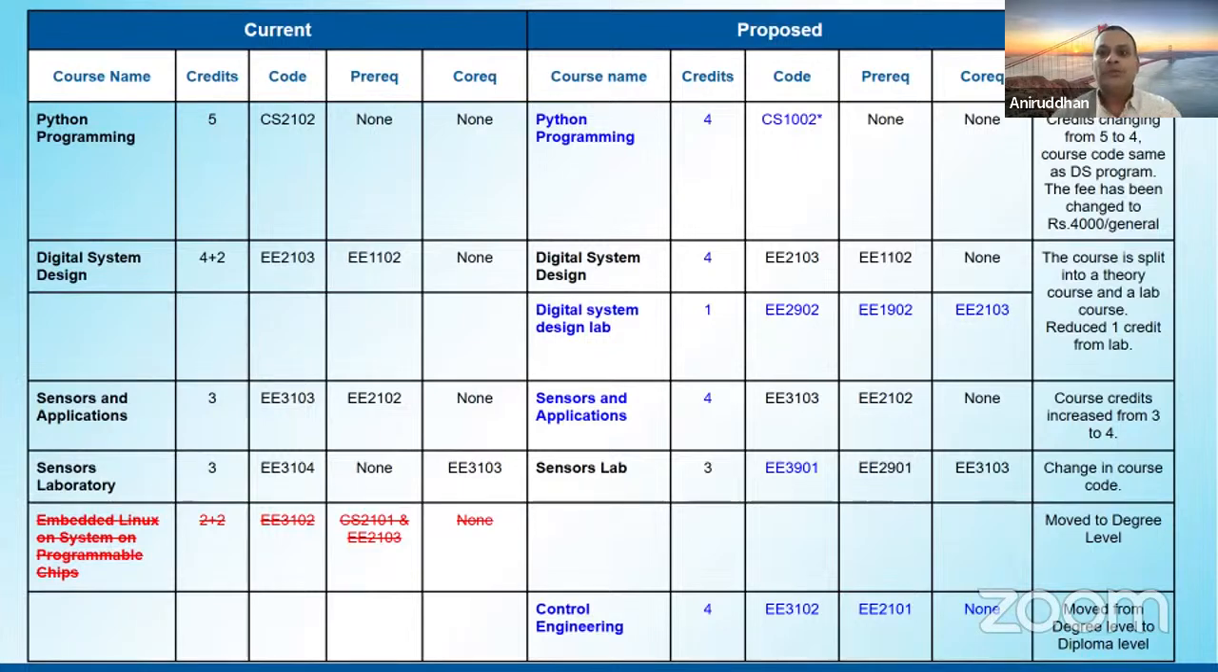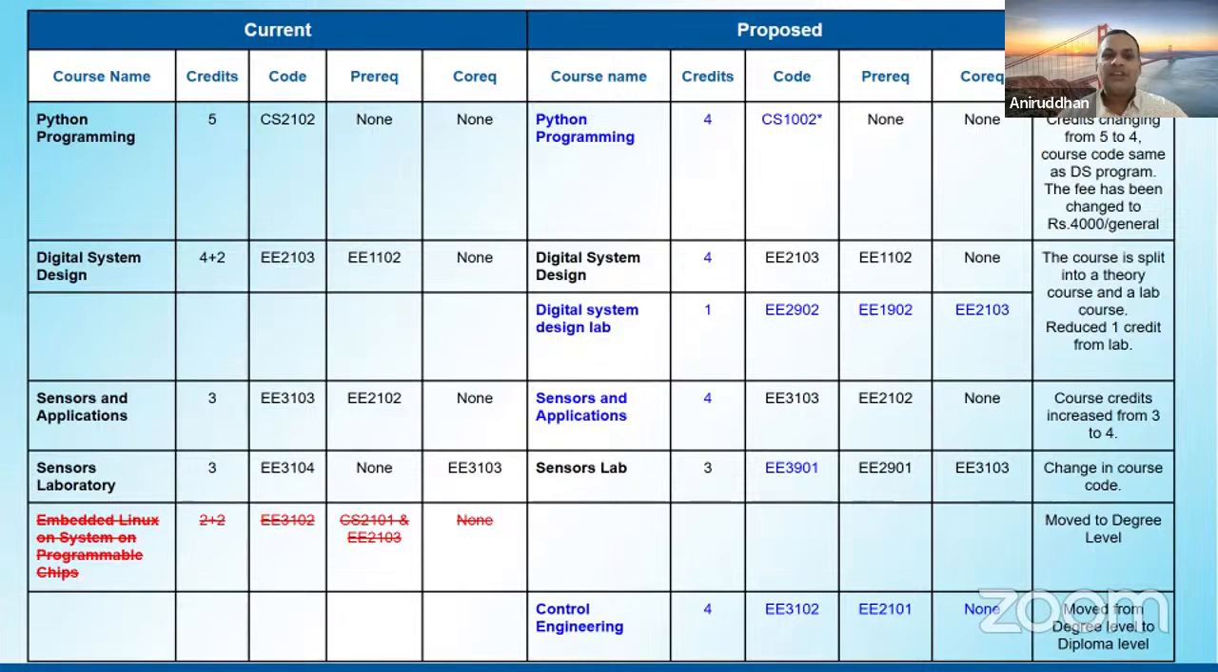Okay, so one change is that the Python programming is reducing from 5 credits to 4 credits. The course code will be the same as the data science program. The course fees will also be the same as what it is for the data science program. Digital design, system design used to be a 4+2 course. This is now becoming a 4+1 course, so you will have a 4 credit theory and 1 credit lab.